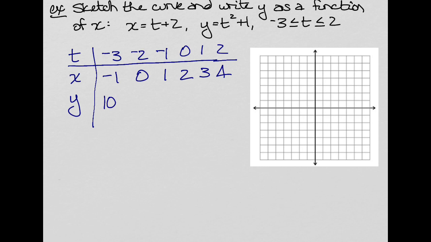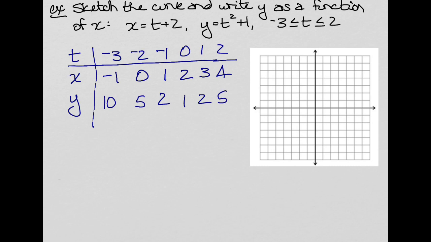-2 squared plus 1. Or, sorry, I'm looking at the wrong thing. I'm looking at x. Don't do that. -2 squared plus 1. -1 squared plus 1. 0 squared plus 1. 1 squared plus 1. And 2 squared plus 1.